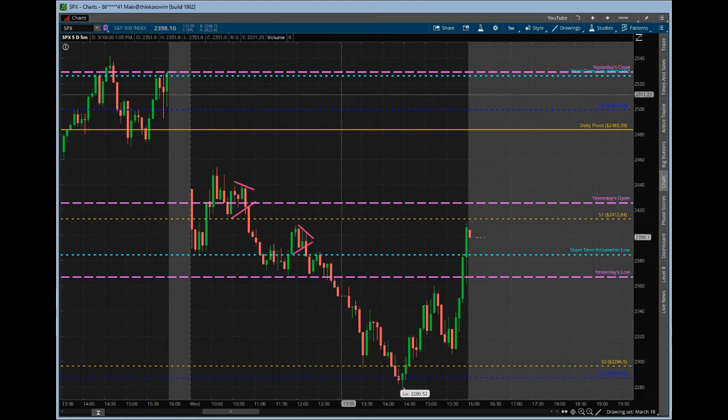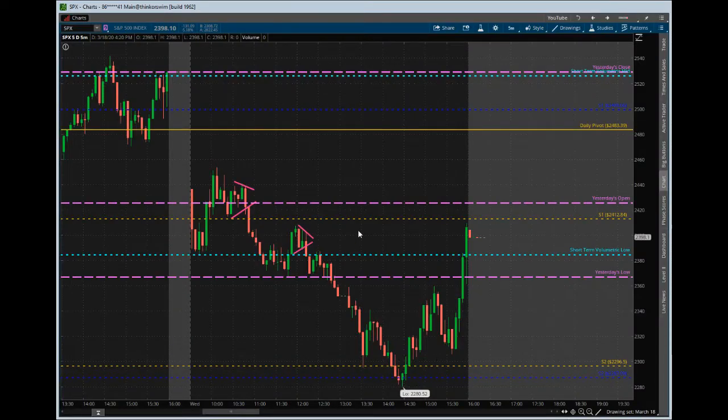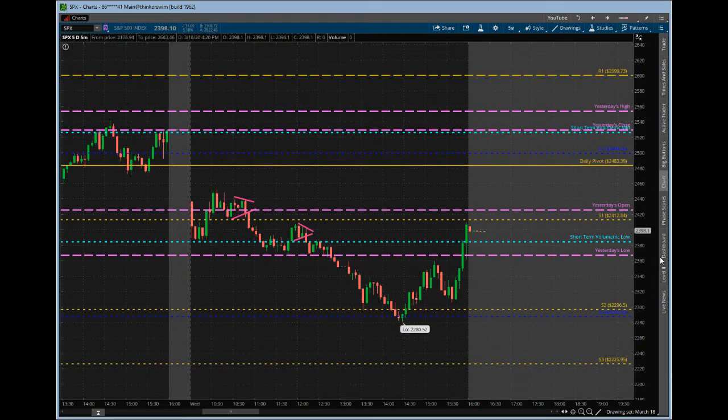So good stuff there. Today we're continuing bullish reversal patterns with the Morningstar Reversal. The Morningstar Reversal is a high probability pattern. The percentage of it working is about 78%. We definitely like to know the probabilities of our moves before we take a trade. So this is what the Morningstar Reversal looks like. It's a 3-candle pattern, and I'll show it up here.